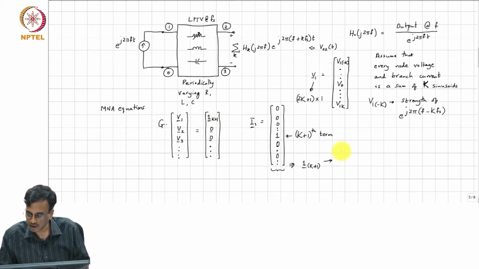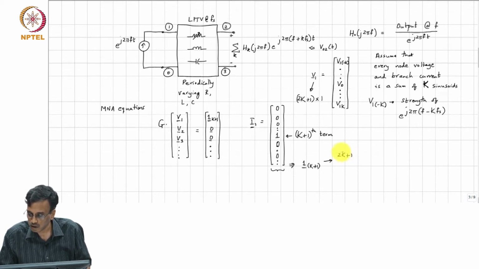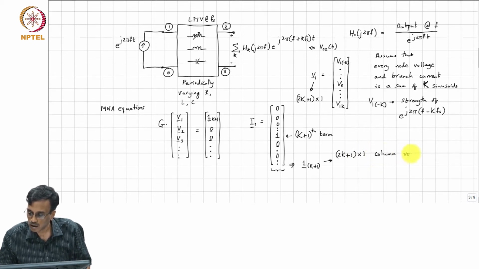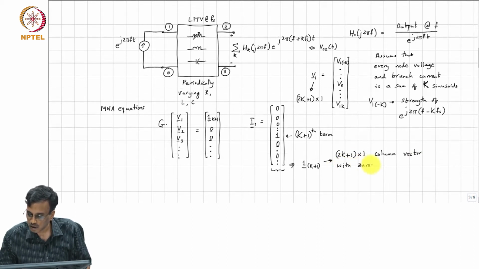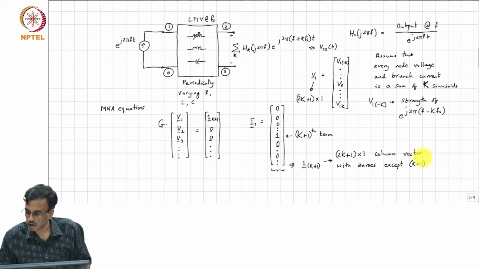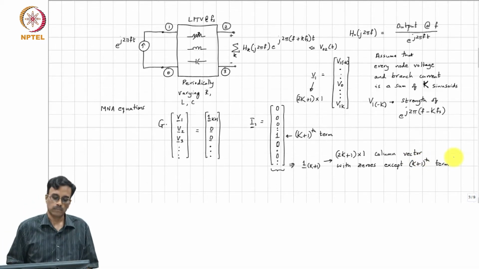So, basically a 2k plus 1 cross 1 column vector with zeros except the k plus 1th term, all right.